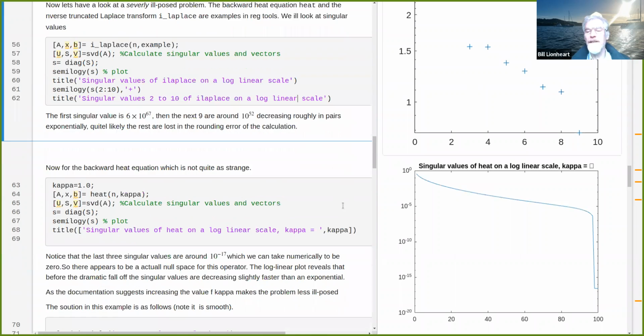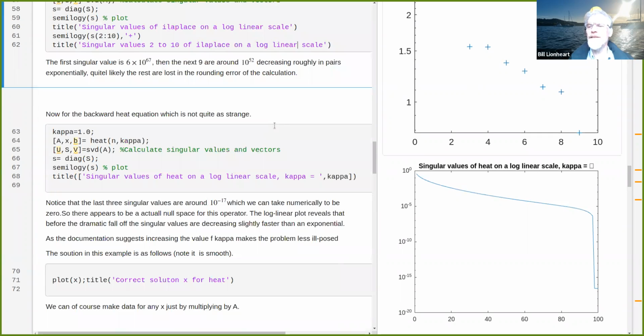Okay, the backward heat equation isn't quite so strange. Actually, there is a whole literature on truncated Laplace transforms, and in some cases the spectrum of the operator is not discrete, so it's not so straightforward to see what the singular values calculated numerically would do. Backward heat is a bit easier.